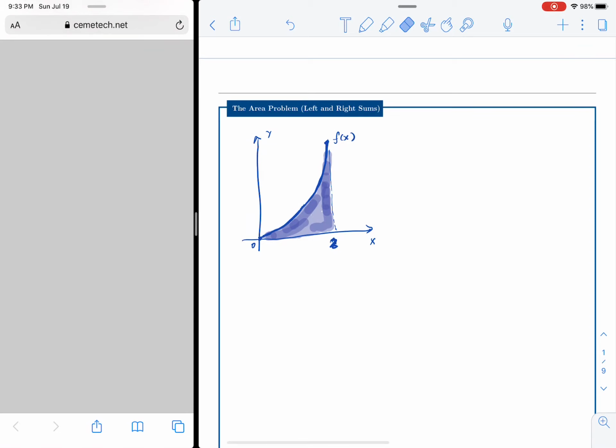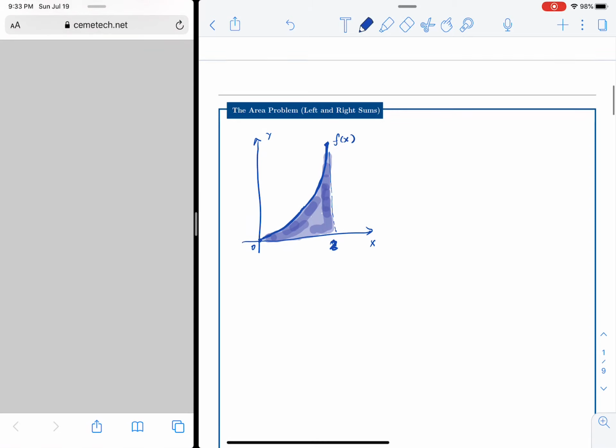First, I'm going to define the function properly as a parabola. So I'll just call that f of x is equal to x squared. And I'm going to start at 0 and go all the way up to 2.